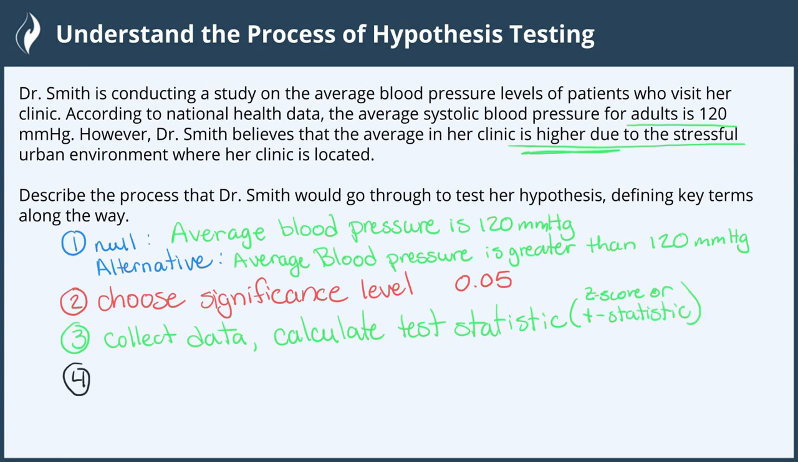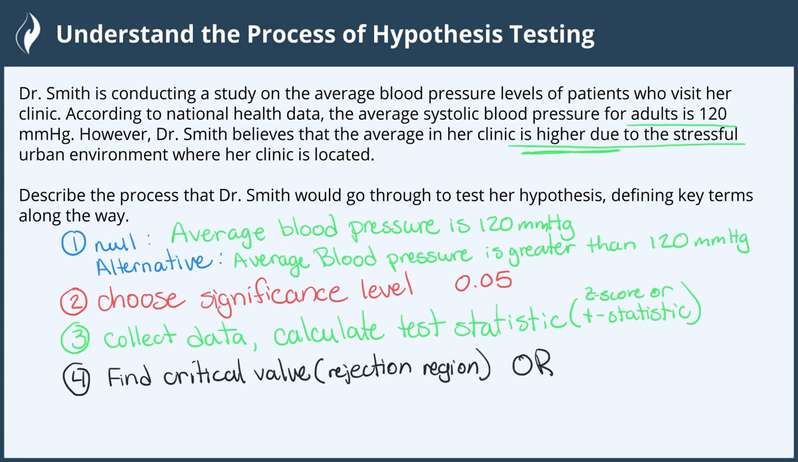Next, Dr. Smith will either find the critical value, which gives us a cutoff for a rejection region, or find the probability, the area under the curve for the z-score from the test statistic. This is called the p-value. The last step for Dr. Smith will be to compare her p-value with her significance level, or to see if her test statistic falls within the rejection region.